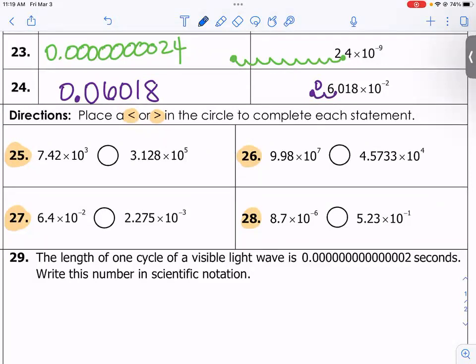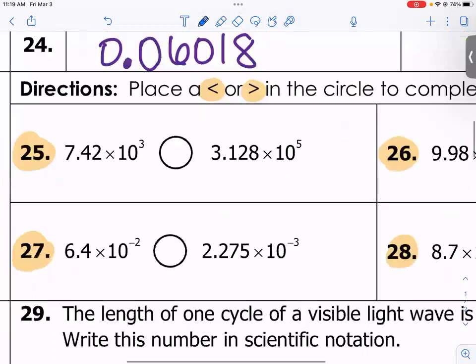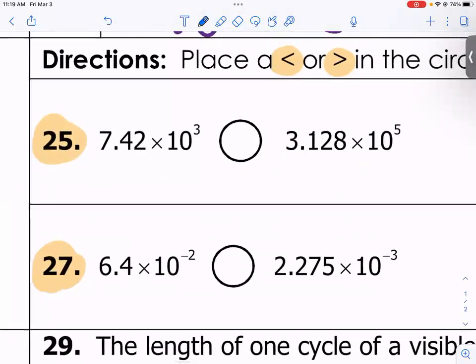All right, Braylia, in number 25, which one is bigger? The left one or the right one? The right one, okay? Cordell, why is the right one bigger? How did she know that?